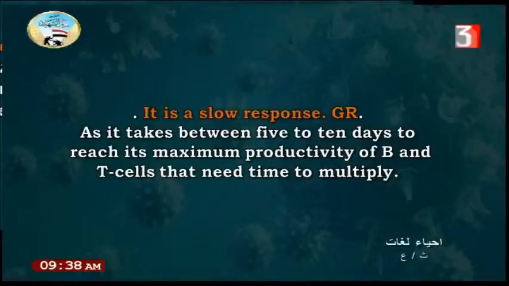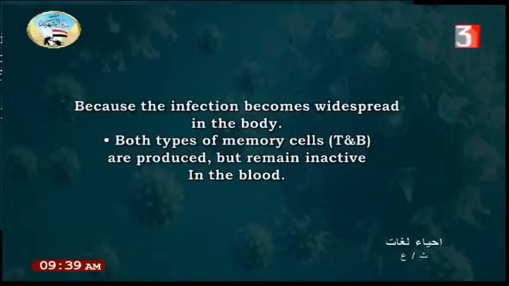So here we say that the primary response is a slow response because it takes from 5 to 10 days to reach its maximum productivity of B cells and T cells, which need time to multiply. What happens if this infection does not penetrate the body? This occurs because the infection becomes widespread. Widespread means that the viruses or the bacteria spread inside the human body in a large amount.